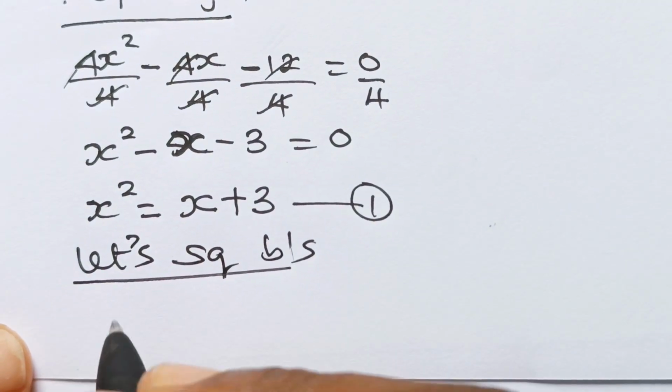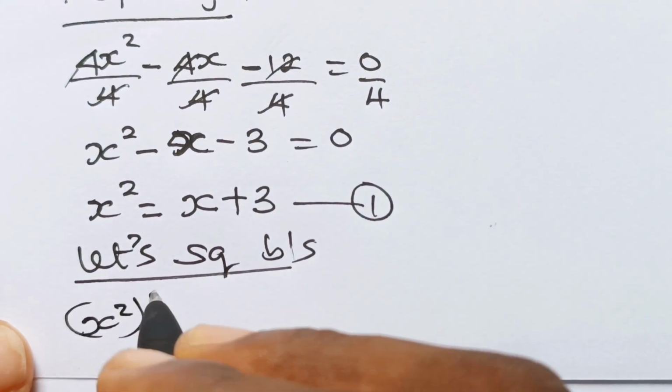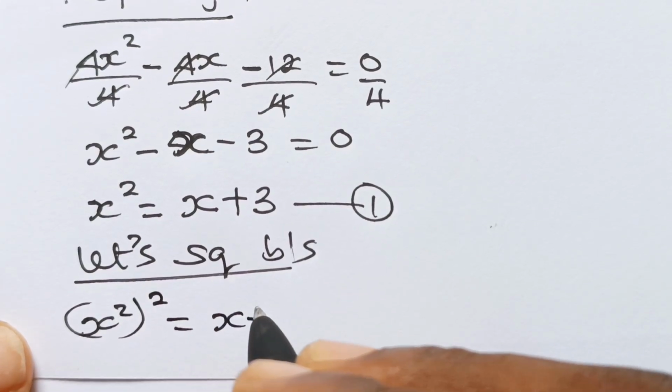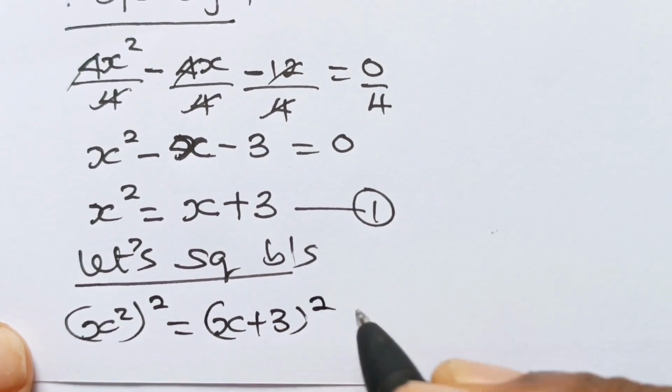If we square both sides, we have x squared raised to the power of 2 is equal to x plus 3 raised to the power of 2.